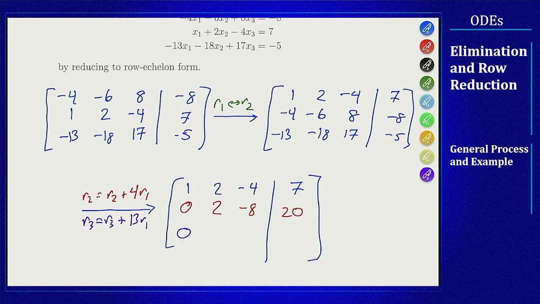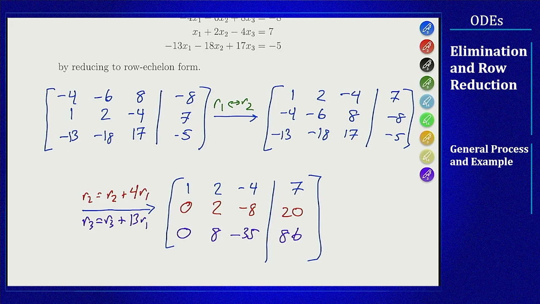The second entry, I have -18 plus 2 times 13, or plus 26, so that's going to be a positive 8. For the third entry, I have 17 minus 4 times 13, which is 17 minus 52, which is -35. And then the last one, I have -5 plus 13 times 7. 13 times 7 is 70 plus 21 is 91, minus 5 is positive 86. Okay, there's our next step.